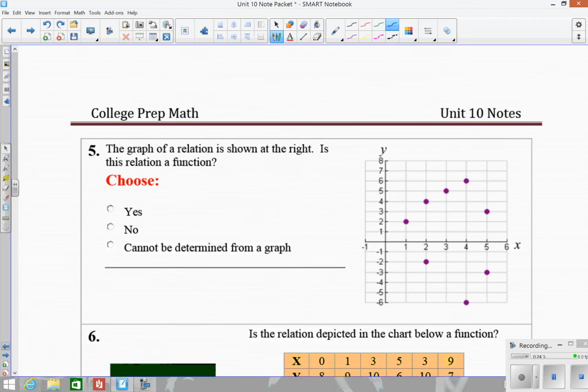Number 5, whenever it's a graph, you're looking at the vertical line test. This does not pass the vertical line test. It hits in more than one spot. If I draw vertical lines through any of those, it hits in 2 spots, so it is not a function.